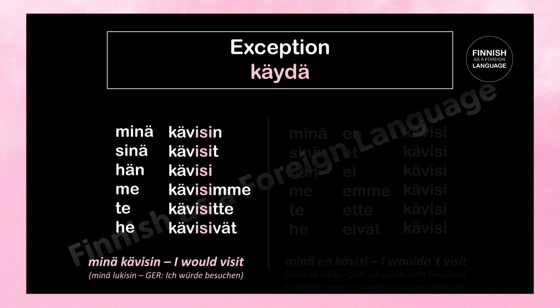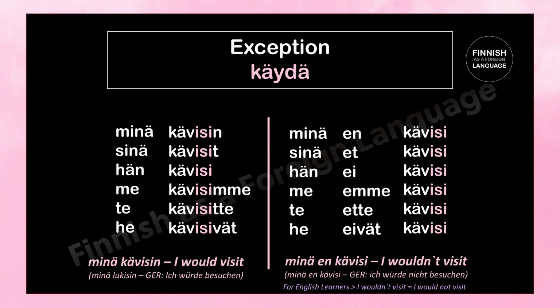Now the negative forms. Minä en kävisi means I wouldn't visit. Sinä et kävisi, you wouldn't visit. Hän ei kävisi, he or she wouldn't visit. Me emme kävisi, we wouldn't visit. Te ette kävisi, you wouldn't visit, plural. And he eivät kävisi means they wouldn't visit.